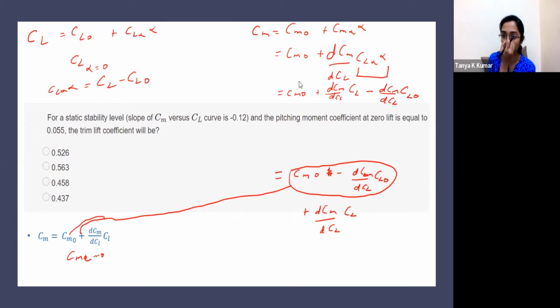Okay, so is the derivation of the equation clear now? The two CM naughts are different. One is CM naught at 0 angle of attack, and the other CM naught is at 0 lift. It will be the same for a symmetric airfoil, but for cambered airfoils, it will not be the same thing.